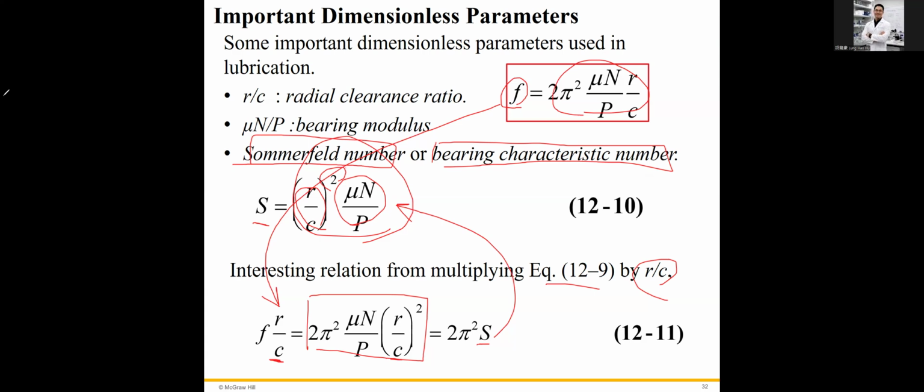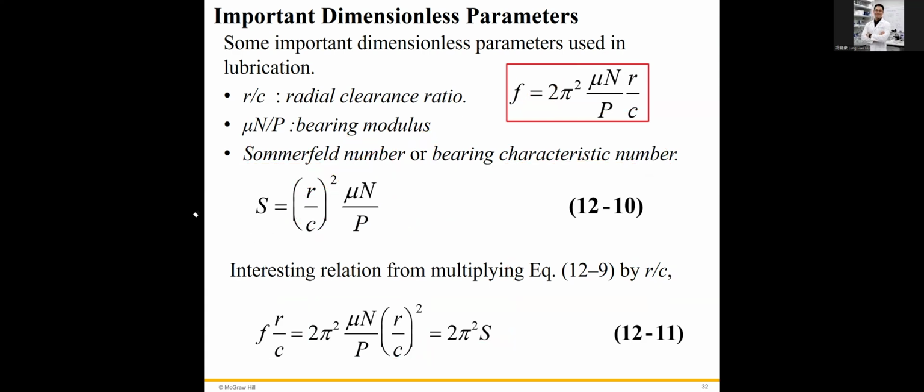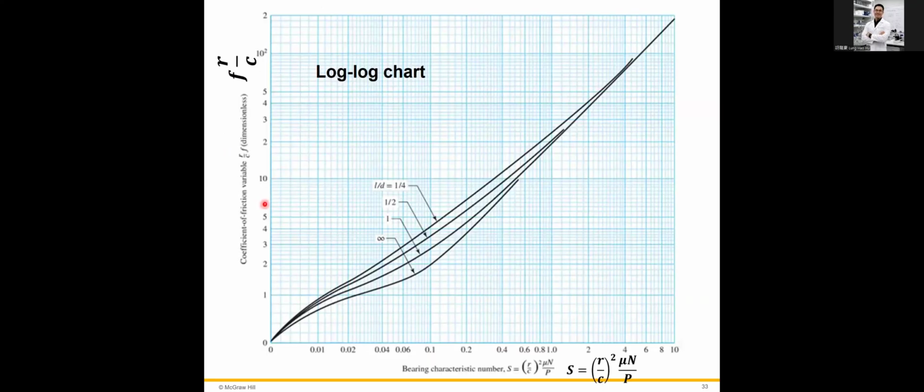So any questions? Okay, so we can figure out a chart of this Sommerfeld number with respect to f, the friction coefficient, times the radial clearance ratio, with different L over D values. L over D, where L is the length of the bearing, the bushing, and D is the diameter of the journal.